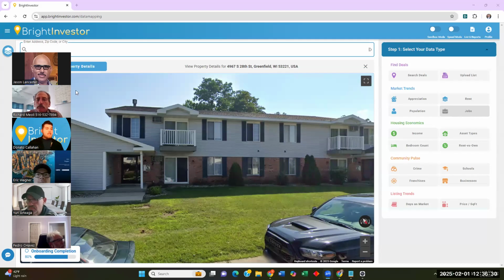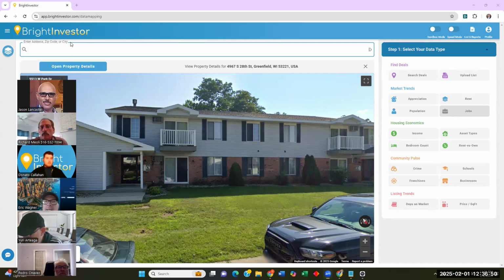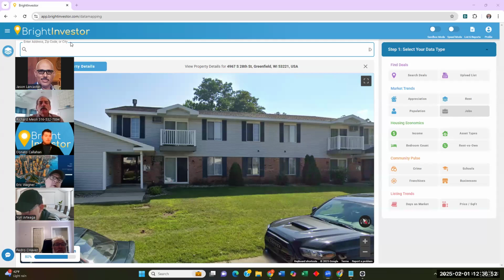Who else had a hand raised? Donato, Jason, just had a quick question. Oh yeah, sorry. What's up? You could always skip trace if you had the address. You could skip trace, find the owner of this property, right, through this tool? Correct. You just basically put the address in, and then we'll pull up the owner. Got it.